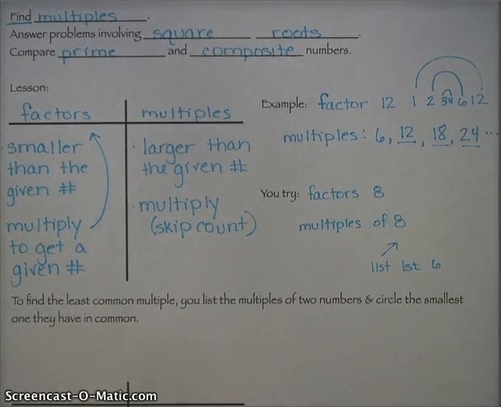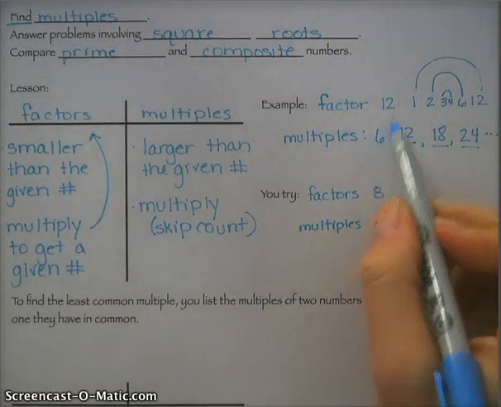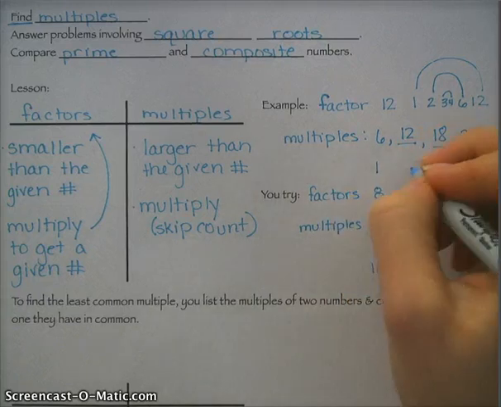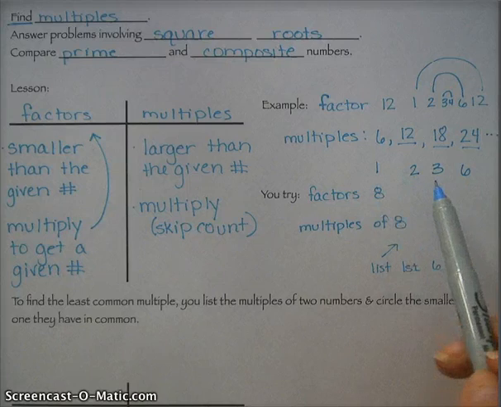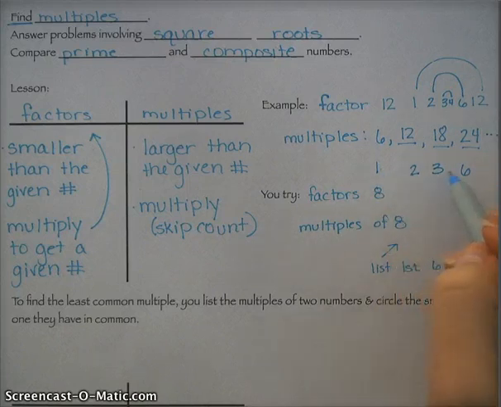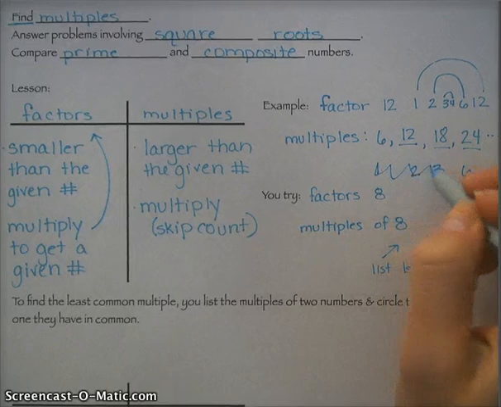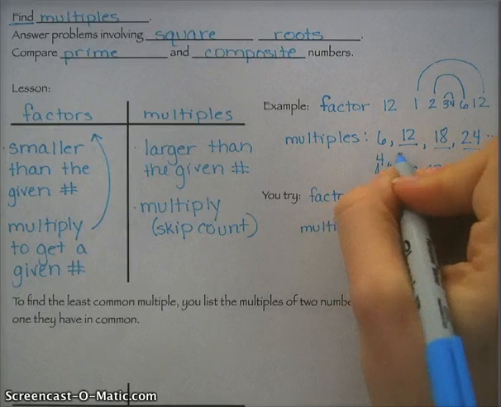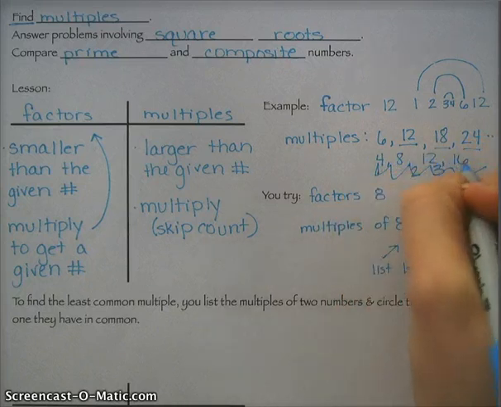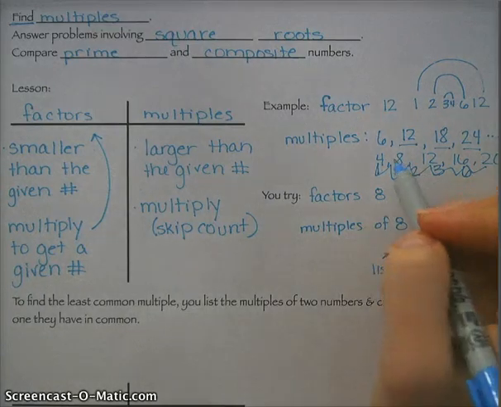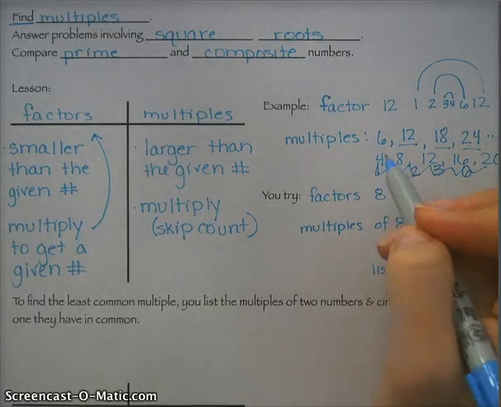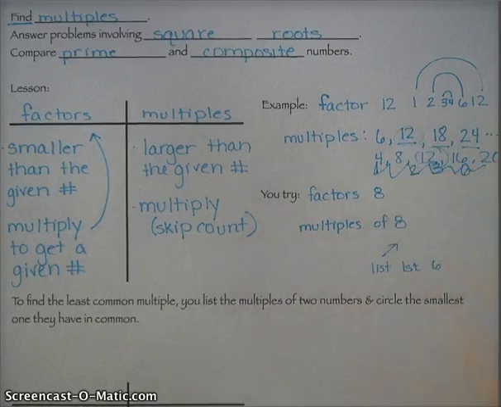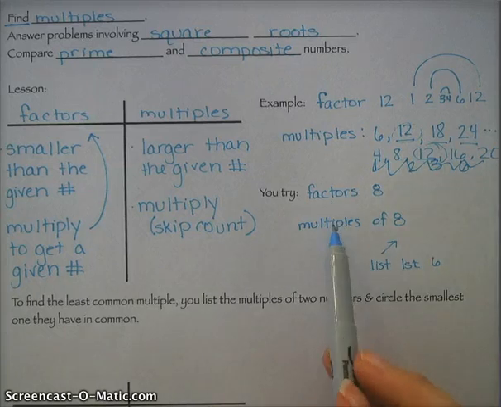And for your reference here, if up here I had the multiples of 6, and the multiples of, let's say, 4, 8, 12, 16, 20, and I wanted to find the least common multiple, I would look for what smallest number they have in common. So that would be 12 and 12. So list the factors, list the multiples.